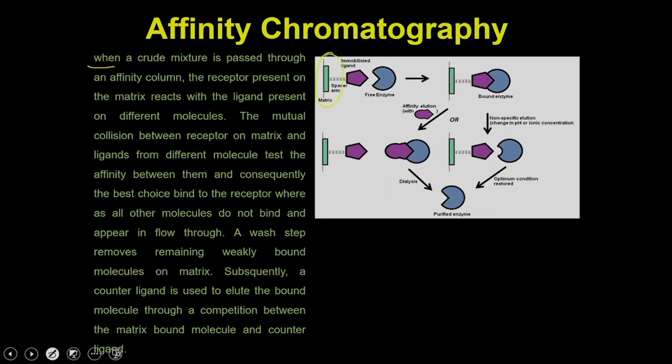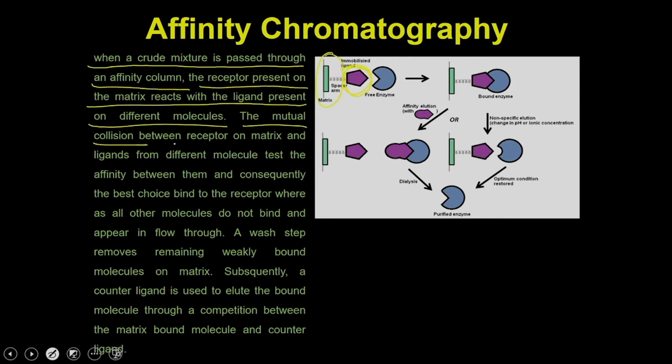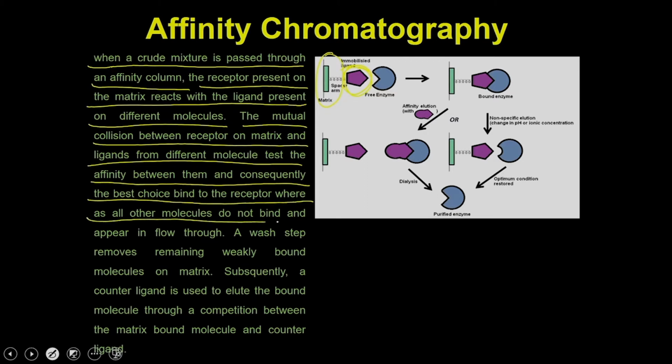in this example we have taken a matrix and coupled the ligands. If you flow a crude mixture onto an affinity column where you have coupled the ligand onto the matrix, the receptor reacts with the ligand present on the different molecules. The mutual collisions between the receptor and the ligands from the different test molecules will determine the affinity between them. Consequently, the best choice binds to the receptor, whereas all other molecules do not bind and appear in the flow through.